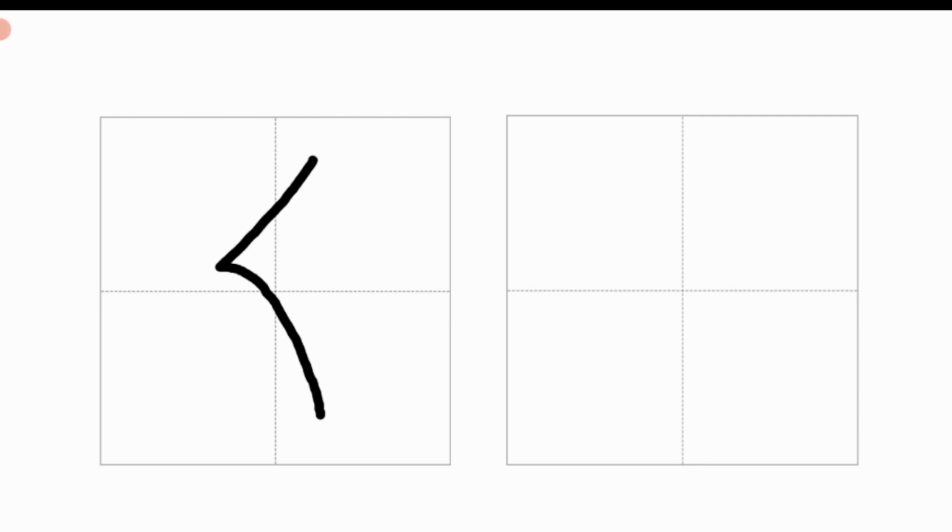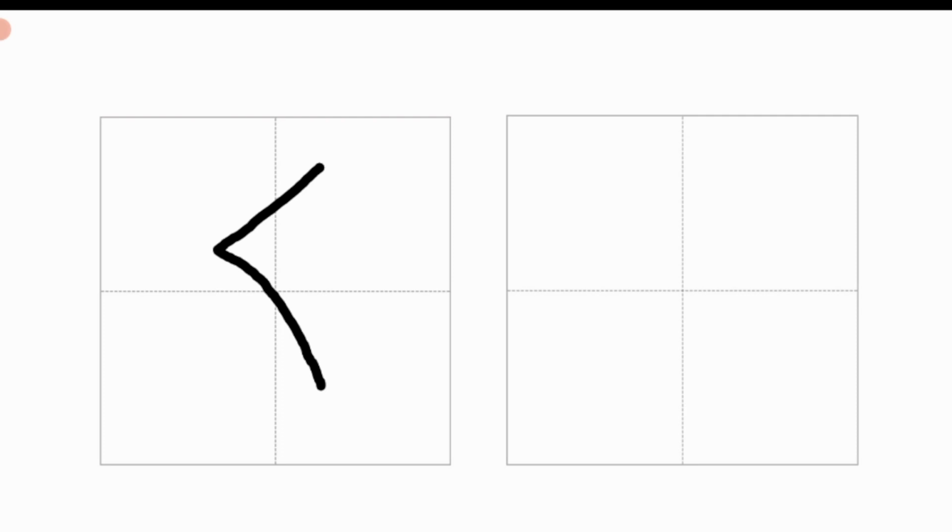So it's easy, right? Let's try it once. First, curve down left. And second, curve down right. This is ku. Okay, try it one more time. First, curve down left. Second, curve down right. Okay, I hope it was easy to follow. So let's move on to the next character.